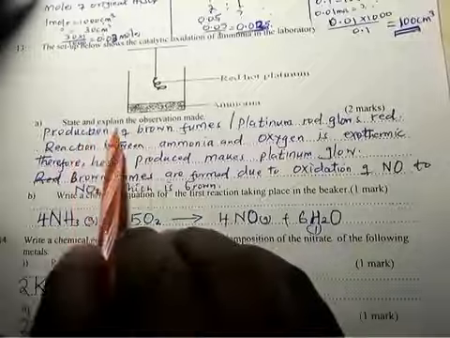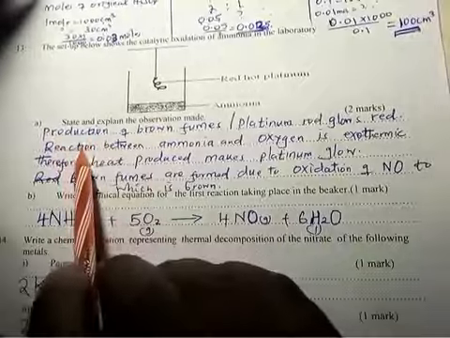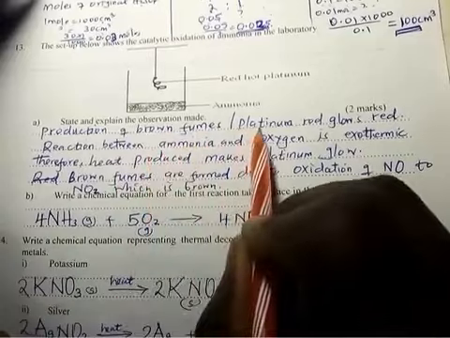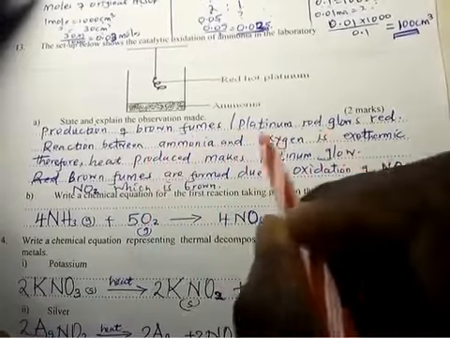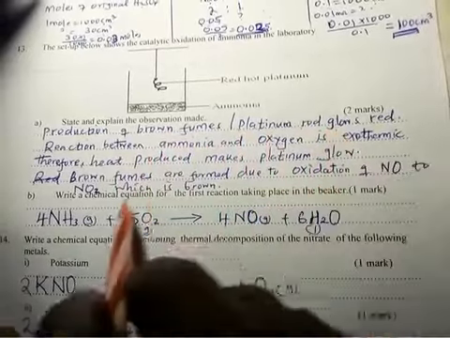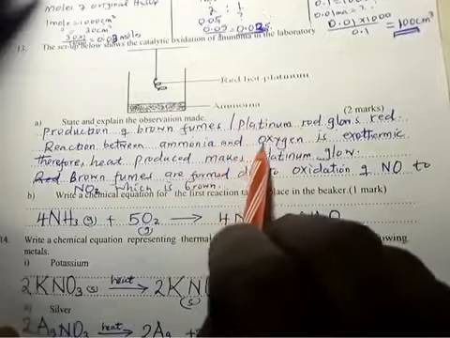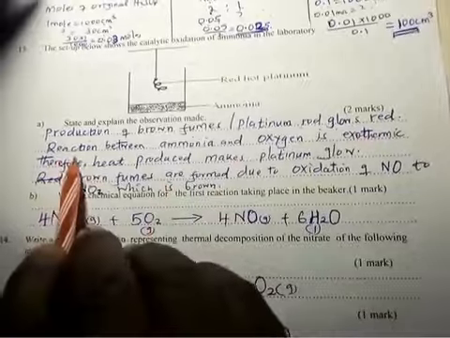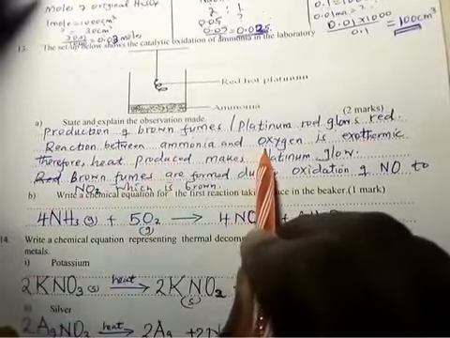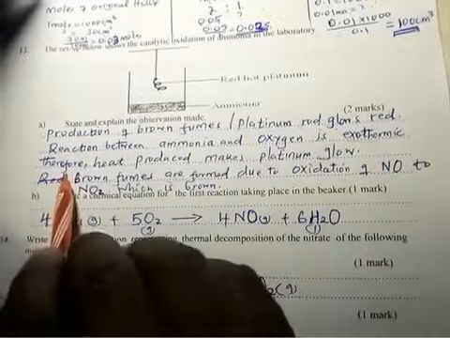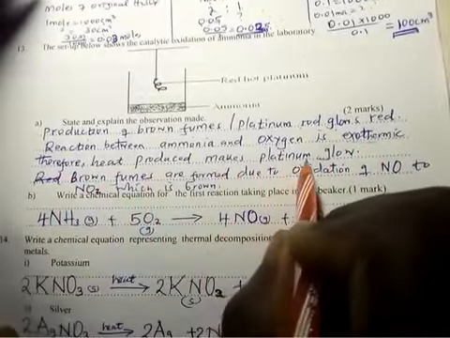So, state and explain the observation. There will be a production of brown fumes. That is the first observation. Or you can say the platinum rod grows red. The reason why it grows red is that the reaction between ammonia and oxygen is exothermic. It produces a lot of heat. Therefore, the heat produced makes the platinum glow.